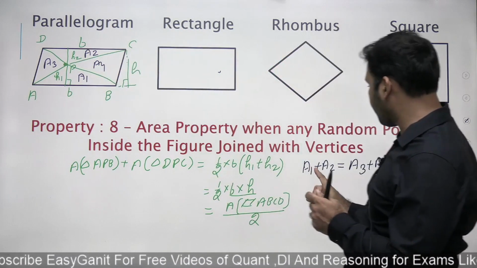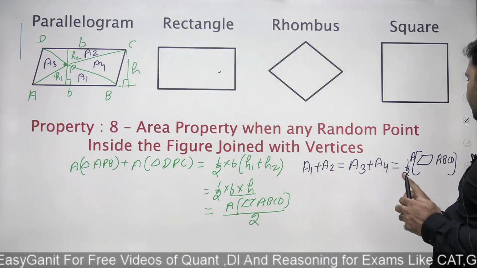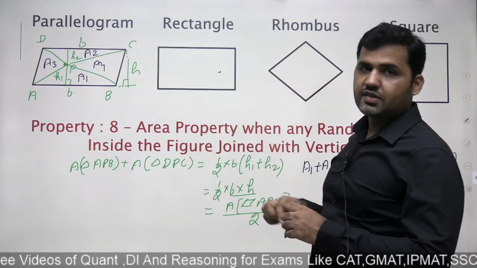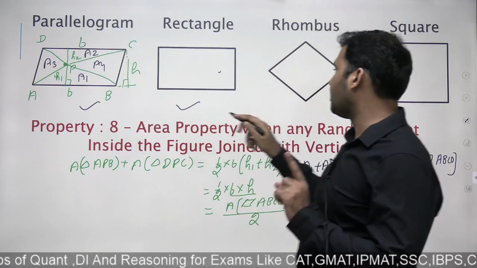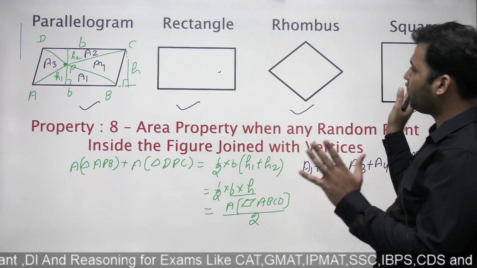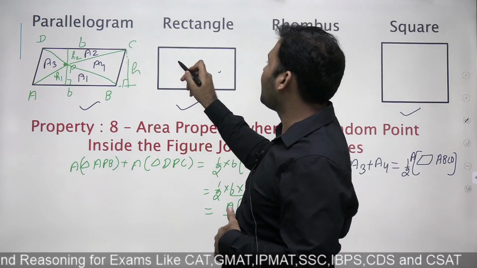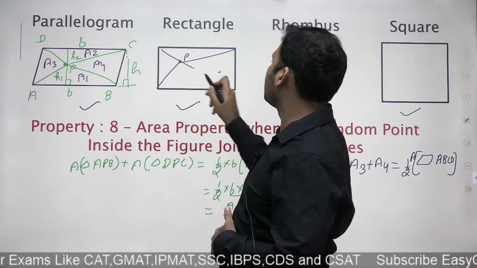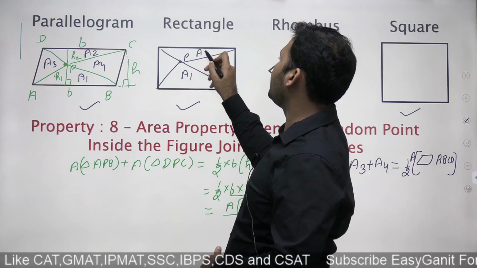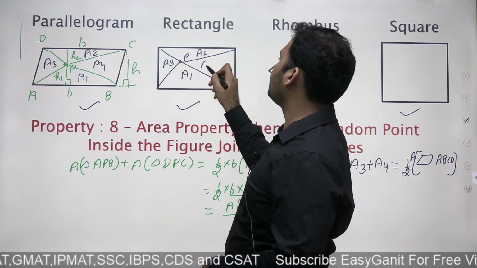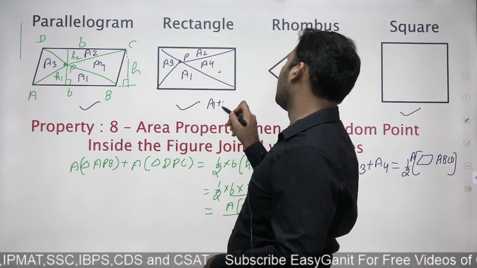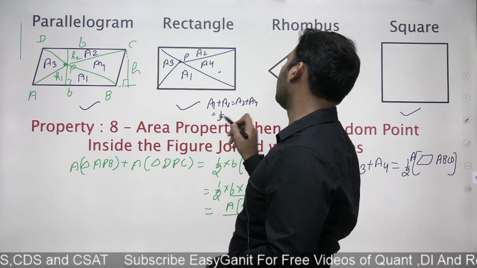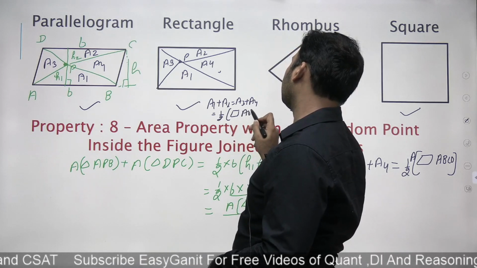तो can I say कि ये जो property लिखा हुआ है A1 plus A2 is equal to A3 plus A4 is equal to half of whole parallelogram ABCD, that will be true for all 4 figures, right? Because इसका जो proof है वो basic, इसको prove करने के लिए जो requirements हैं वो सभी के अंदर fulfill होंगी, right? So अगर मैं rectangle में भी कोई internal point P लूंगा and if I join it with all the 4 figures, in this case also A1 plus A2 will be equal to A3 plus A4, and this will be equal to half of all rectangle ABCD.